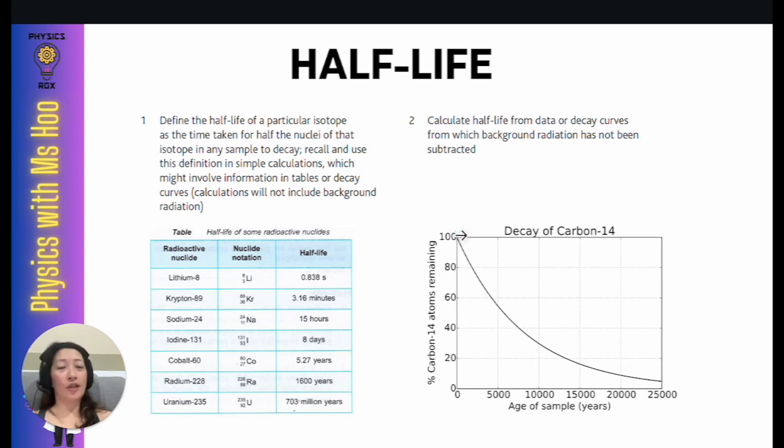Be aware that in general, a decay curve of any radioisotope looks like this. So it will drop into a curve and the graph will never touch the x-axis. That's because math, right? When something is being halved, you will never get zero. You'll get really close, but never zero.